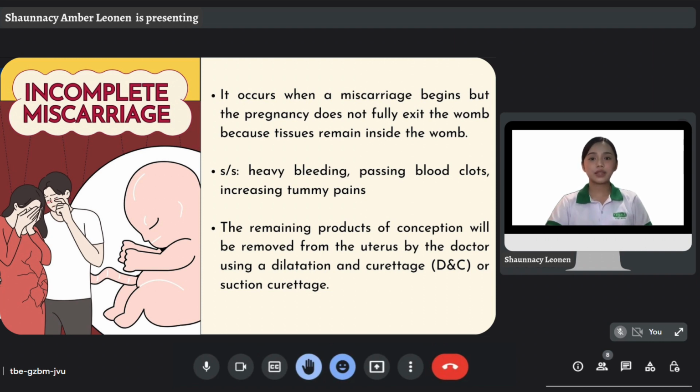The management for this is that the remaining products of conception will be removed from the uterus by the doctor using a dilatation and curettage, or D&C, or suction curettage. Make sure the woman understands that the pregnancy has already ended and that the surgery is only being done to prevent her from bleeding and infection, not to put an end to the pregnancy.